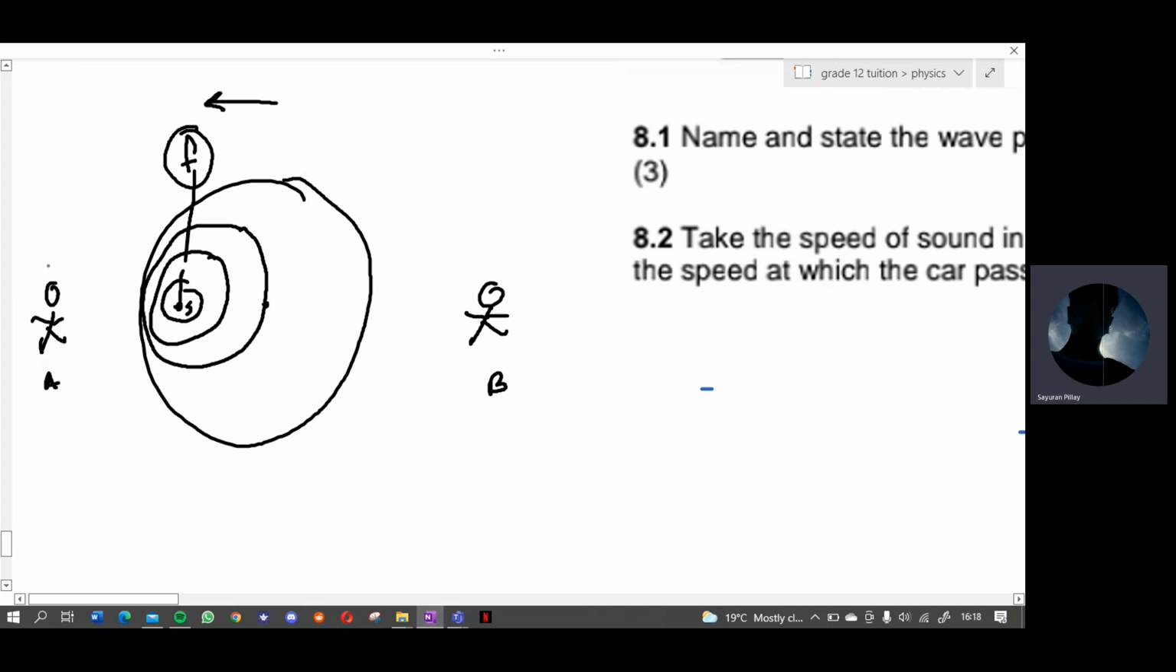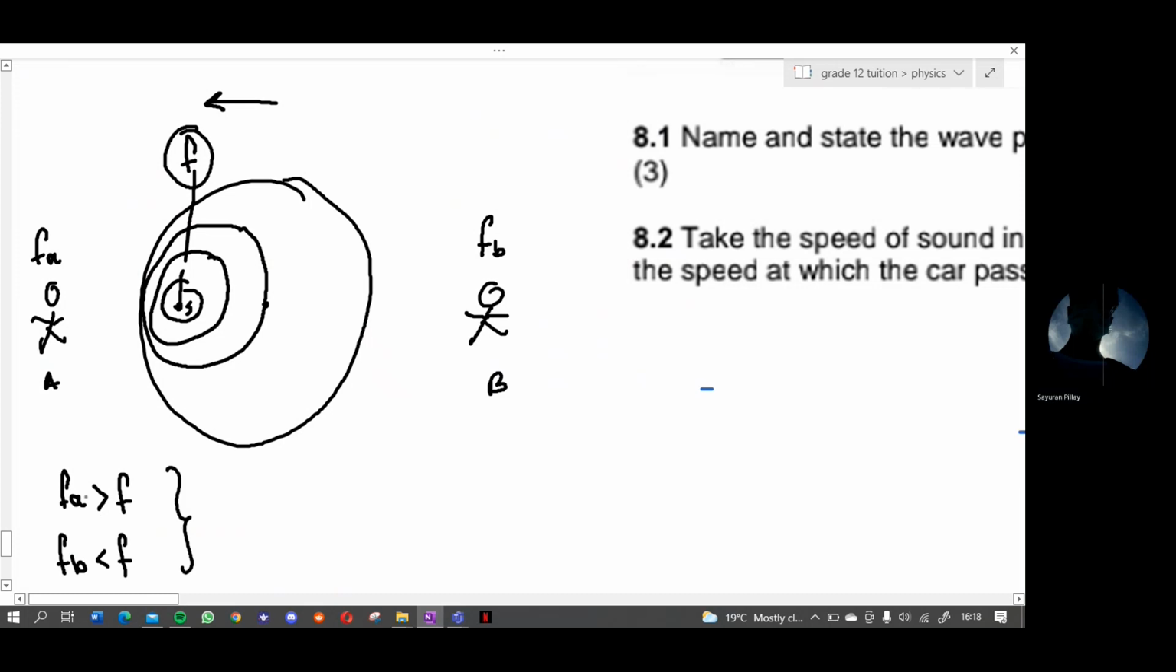But observer A will hear a certain frequency, and observer B will hear a different frequency. Theoretically, we know that the frequency heard by A, as the source approaches it, is going to be greater than the actual frequency. And the frequency heard by B, as the source moves away from it, is going to be less than the actual frequency. Why? Because in the first case, look what's happening.